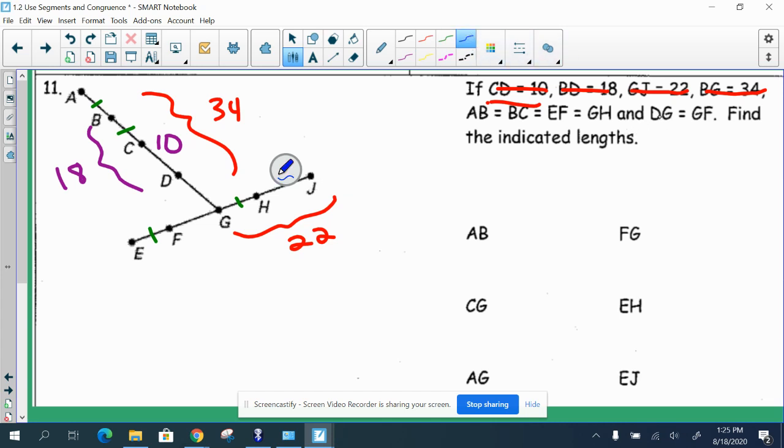So look at the last thing. It says DG equals GF. So knowing DG from the previous step, you can also figure out GF. Right, so I've walked you through this problem. I've given you some hints. Now I'm going to let you take it as an exit ticket.